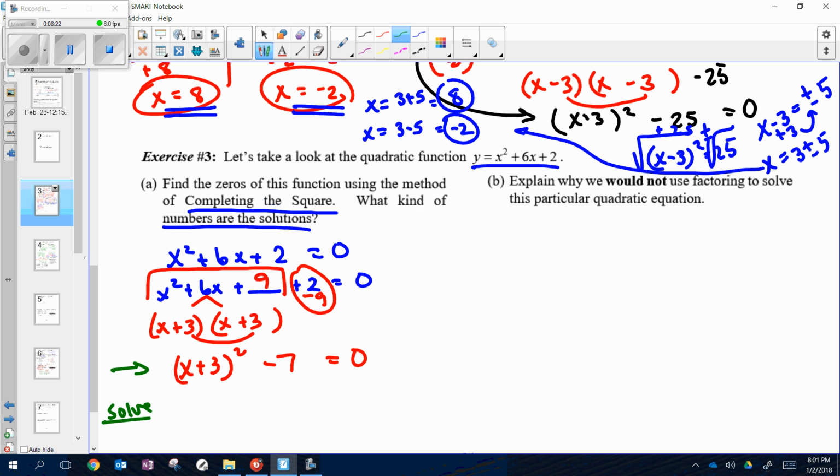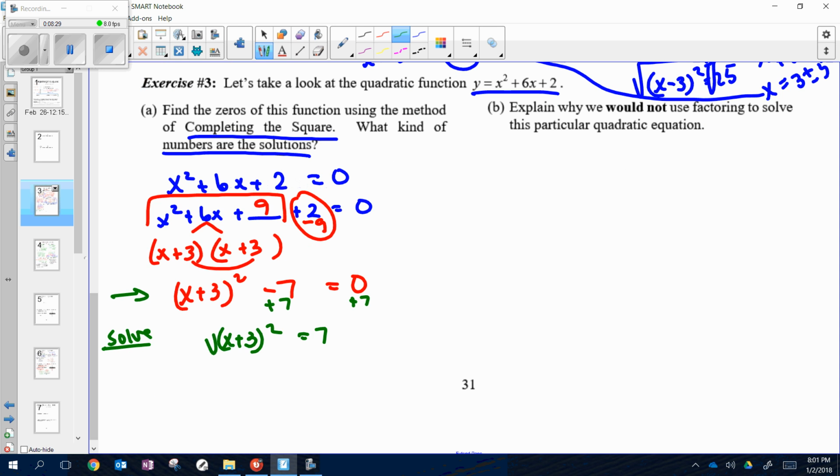So I'm using inverse operations. Add 7. So it's x plus 3 squared equals 7. Taking a square root, x plus 3 equals plus or minus the square root of 7. Okay, so here it asks what kind of numbers are these solutions? Right now I can tell that 7 doesn't have any other factors besides 7 and 1. It's not going to be able to be simplified. So my numbers are going to be irrational.